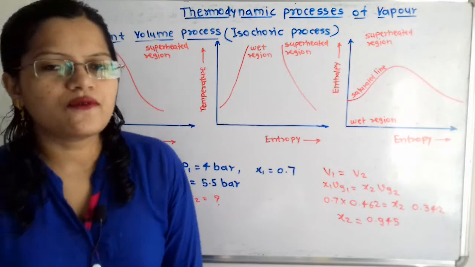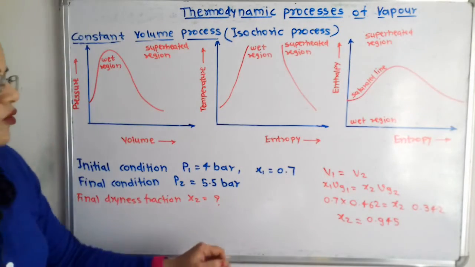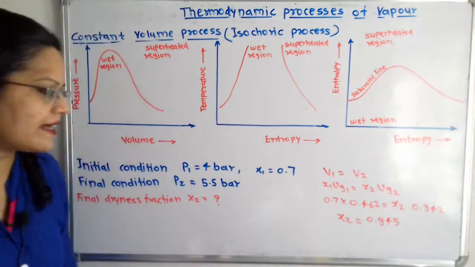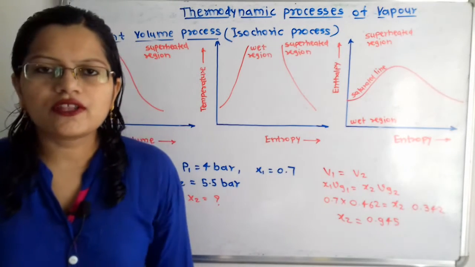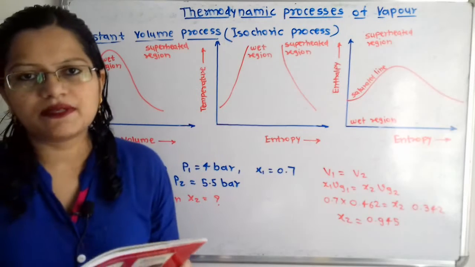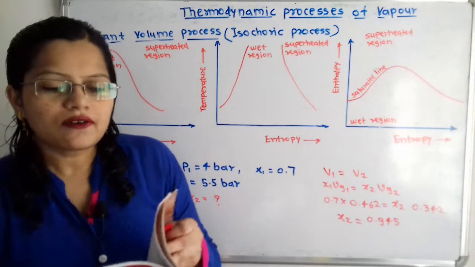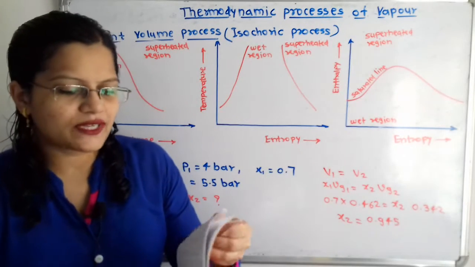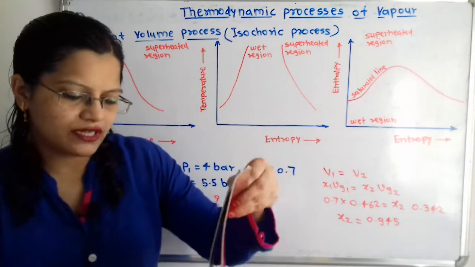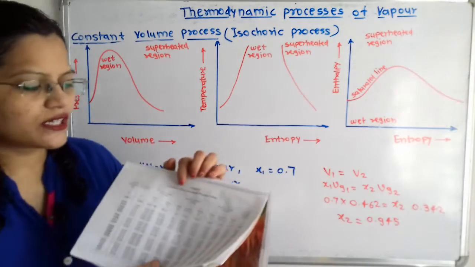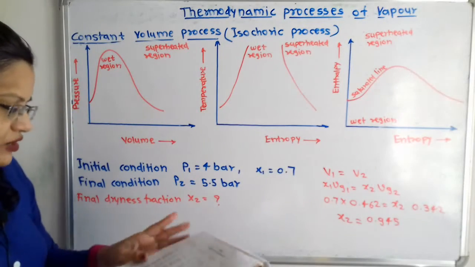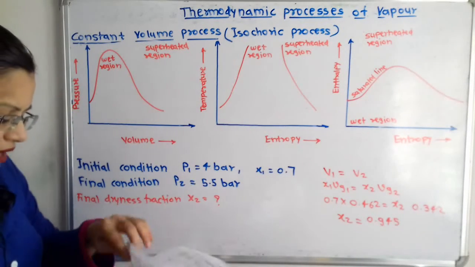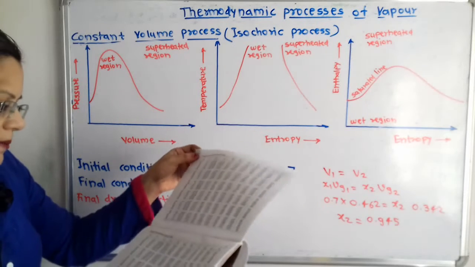Now we have to find out what is the value of Vg1 and Vg2 at a pressure of 4 bar and 5.5 bar. So for that we will refer here the steam table. Now in steam table we have to refer the pressure. So we have to take here the pressure table, that is the saturated water and steam. Inside the bracket there is the pressure that is mentioned. Now 4 bar and 5.5 bar we will measure here.